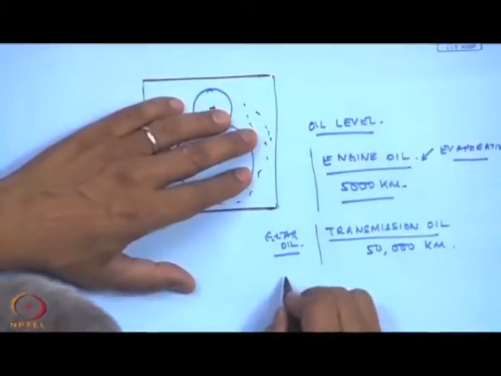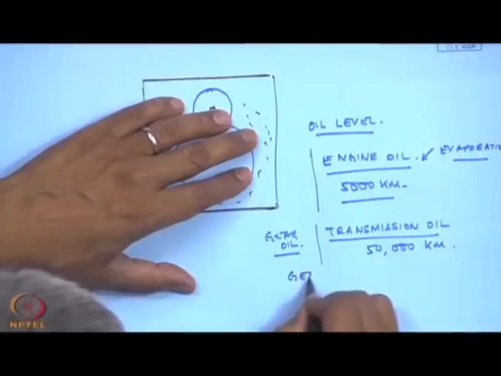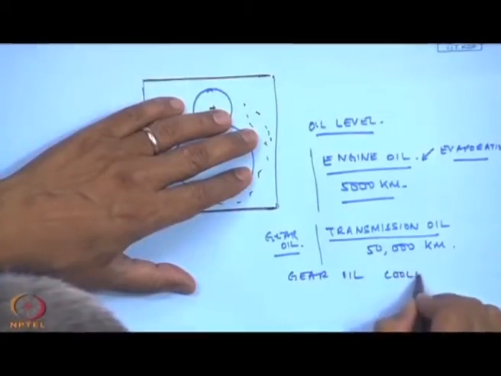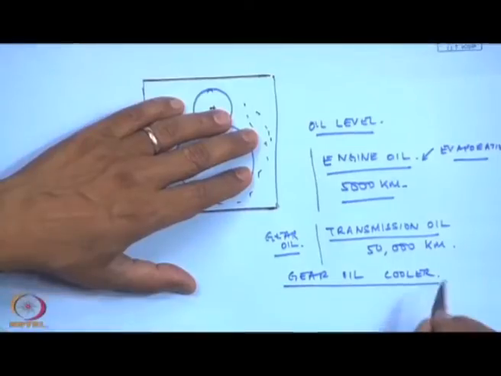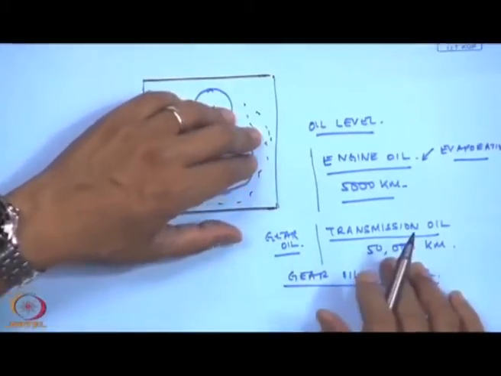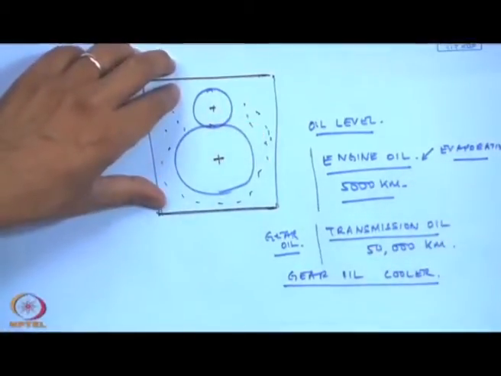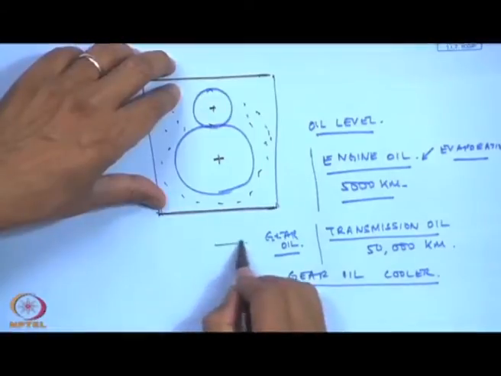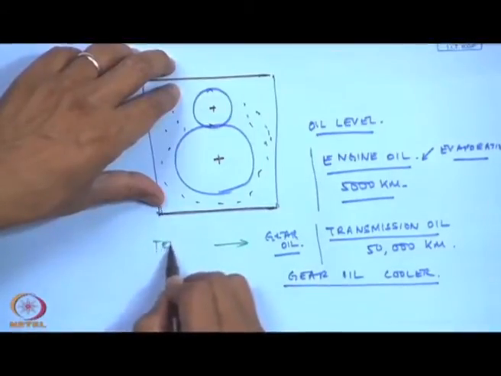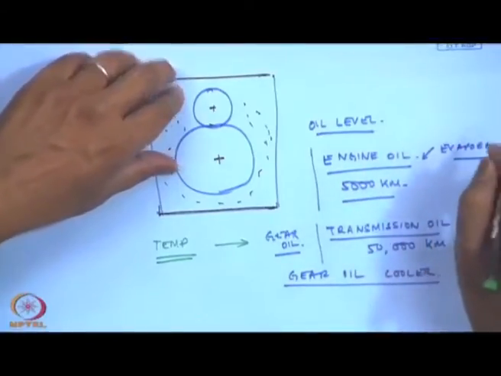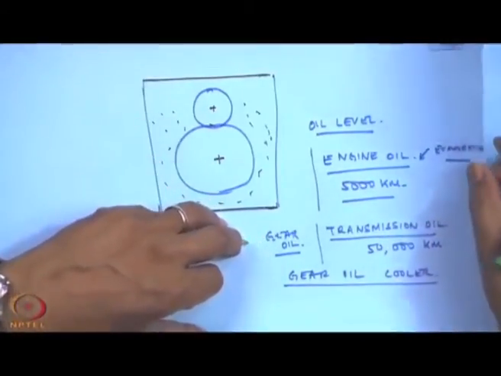Sometimes in some of the modern cars where the transmission oil goes to even very high temperatures, they have what is known as a gear oil cooler, a small heat exchanger which is mounted next to the gear oil, so that it is cooled and put back in the system. Of course, the key idea here is that the temperature has to be monitored in such gear oils.